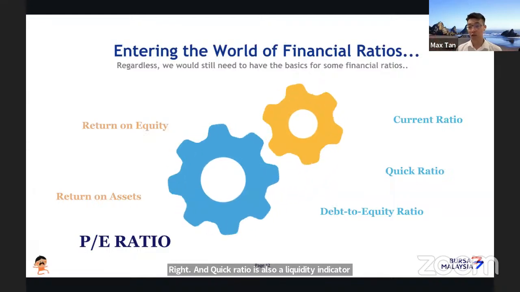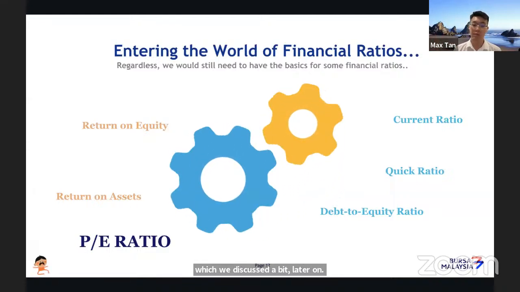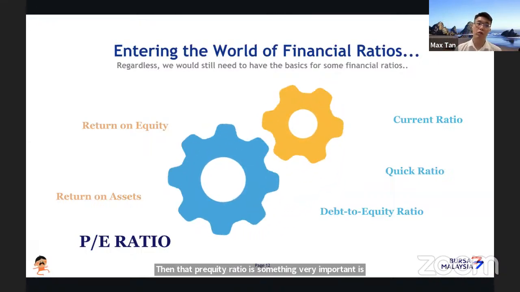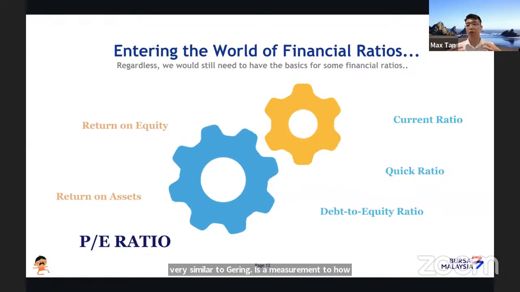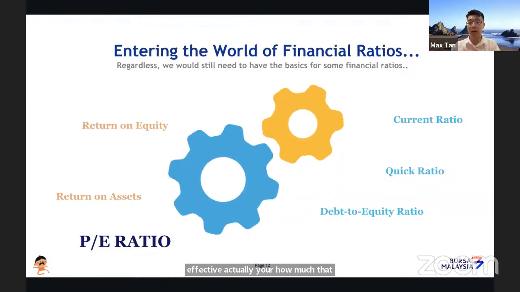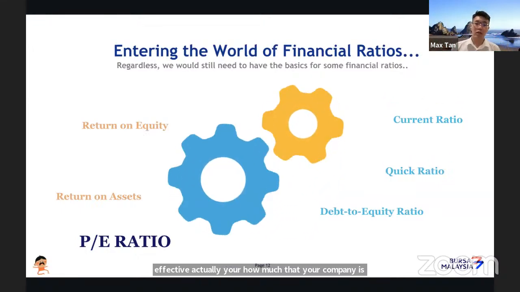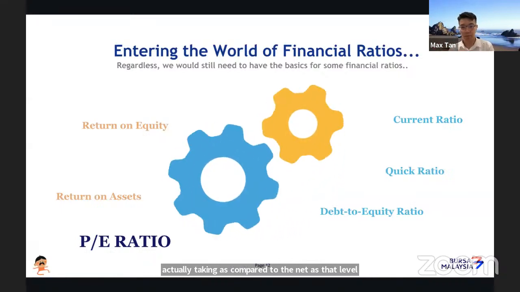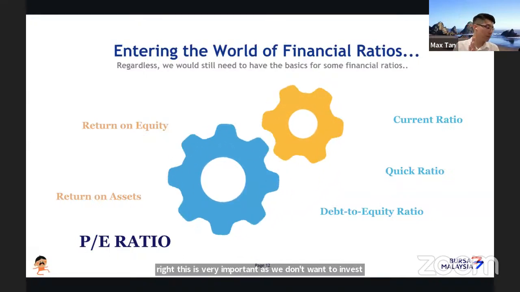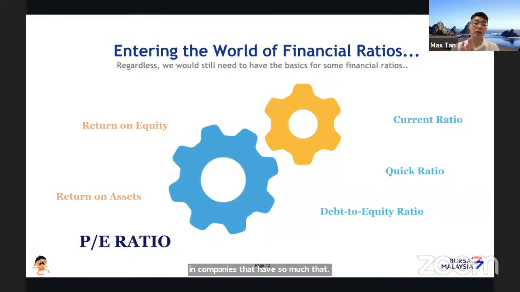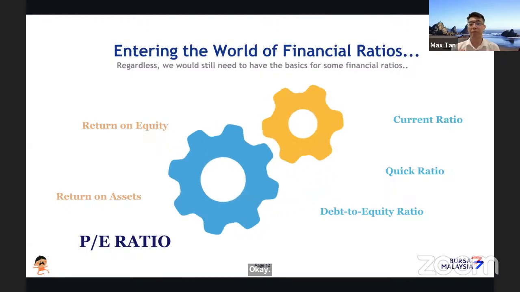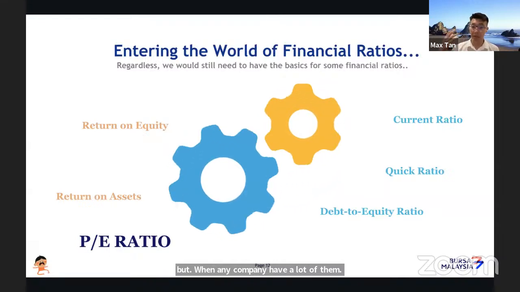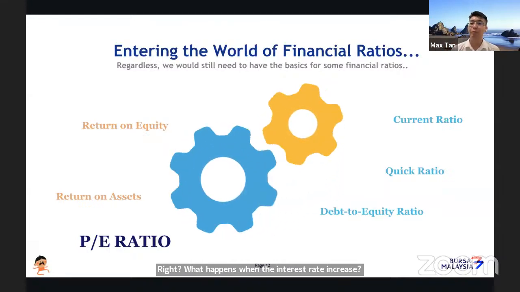Then the debt to equity ratio is something very important. It's very similar to gearing. It's a measurement of how much debt your company is actually taking as compared to the net asset level, right? This is very important as we don't want to invest in companies that have so much debt. Okay, I missed out this part just now, but when any company has a lot of debt, what happens when the interest rate increases? Immediately your commitment increases.